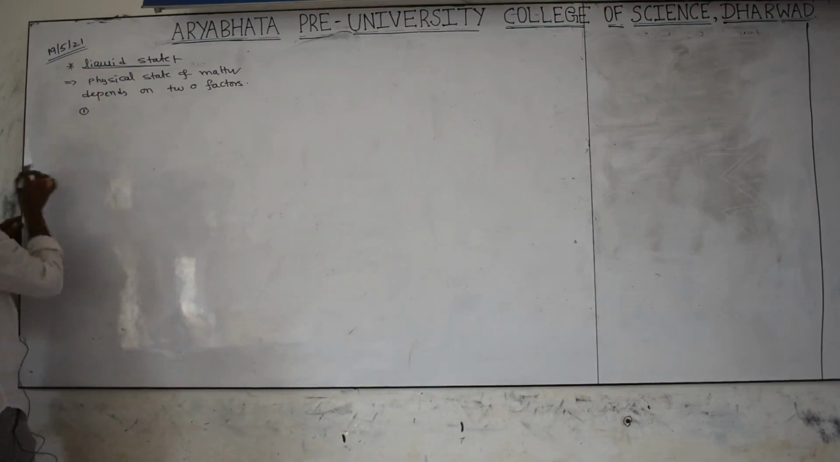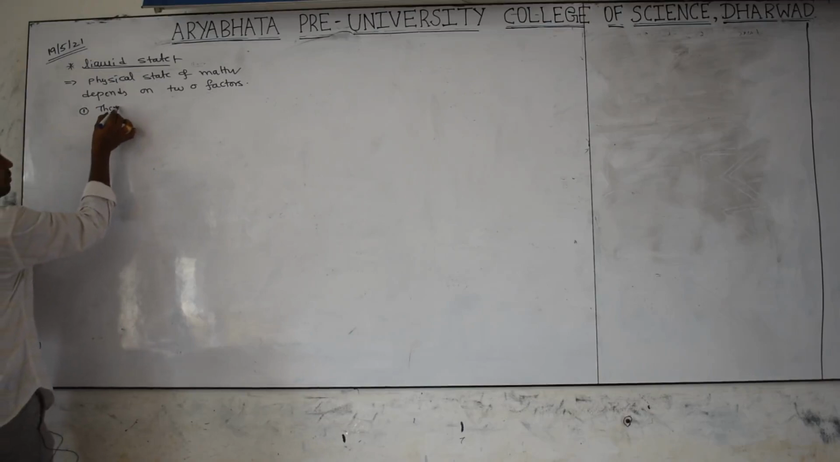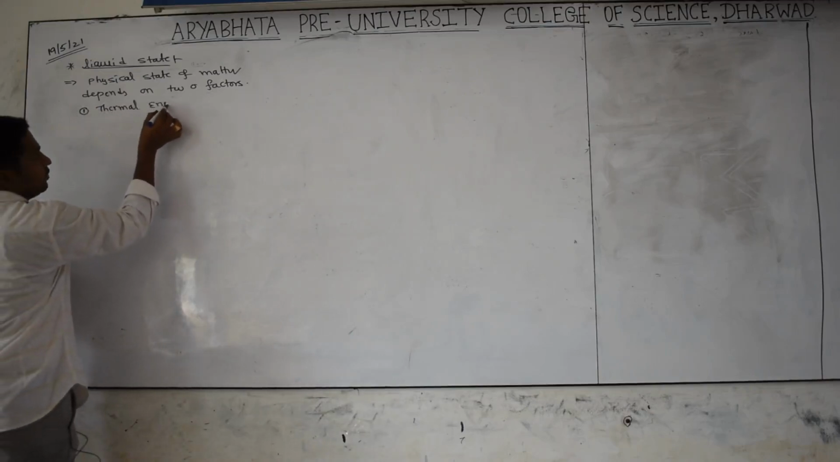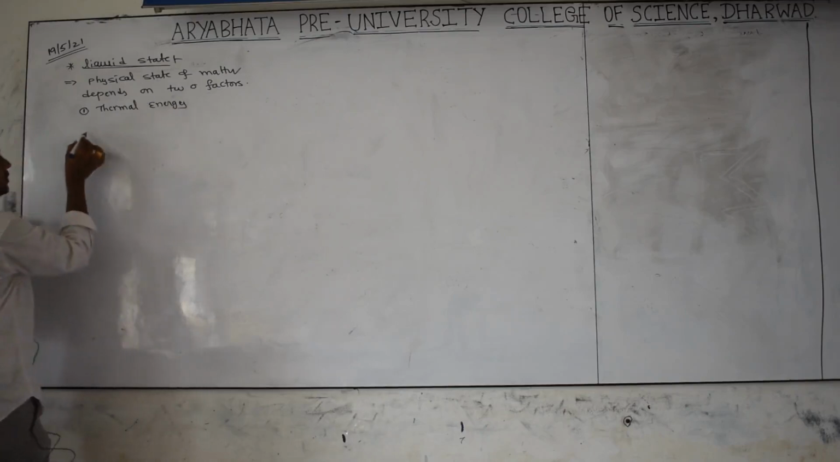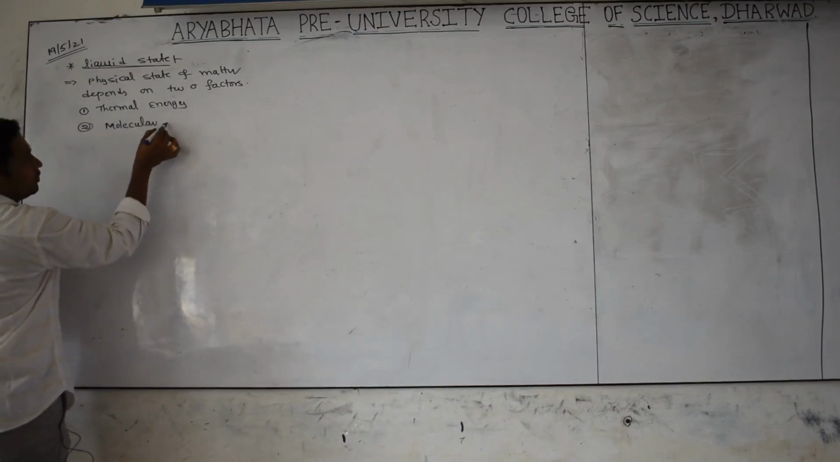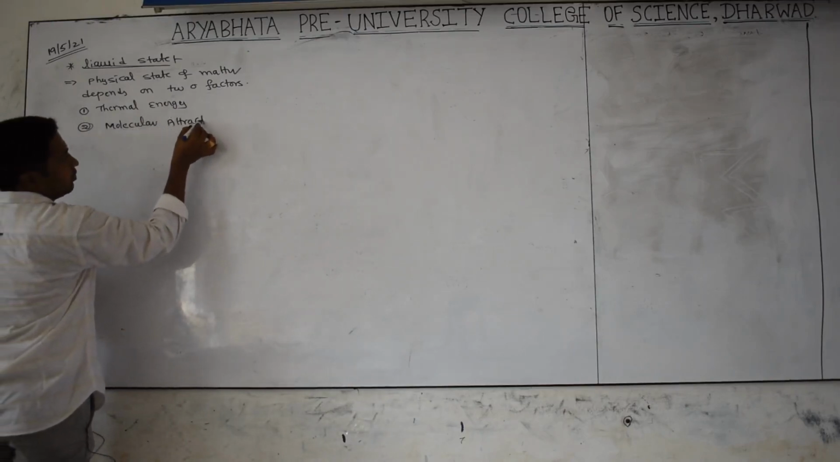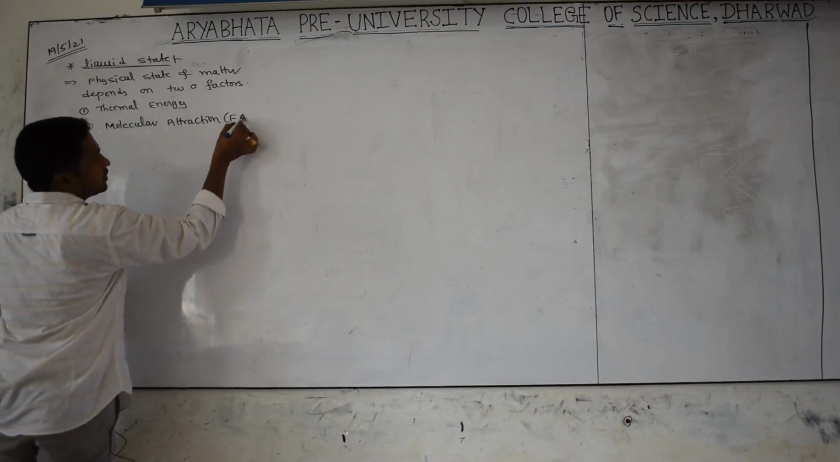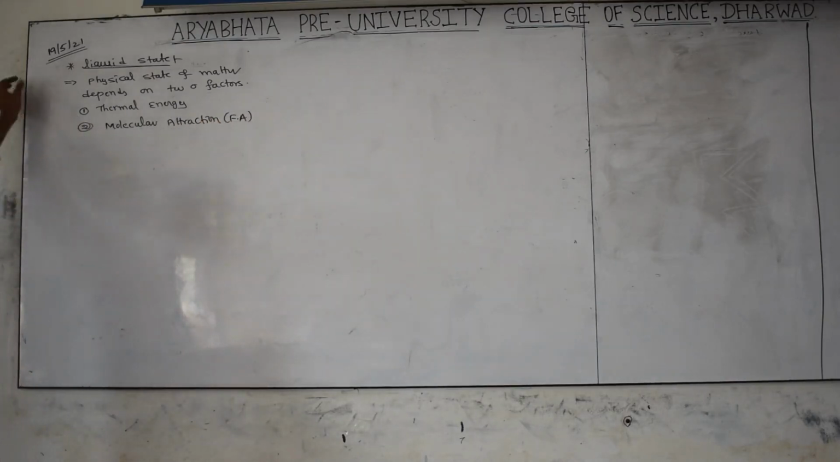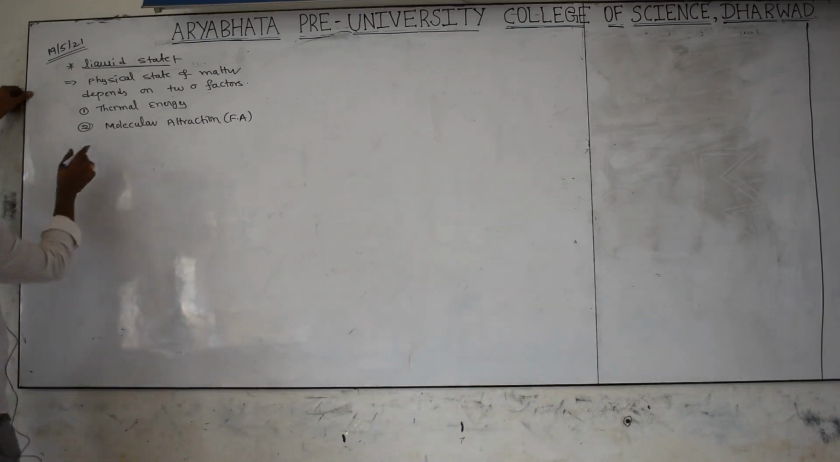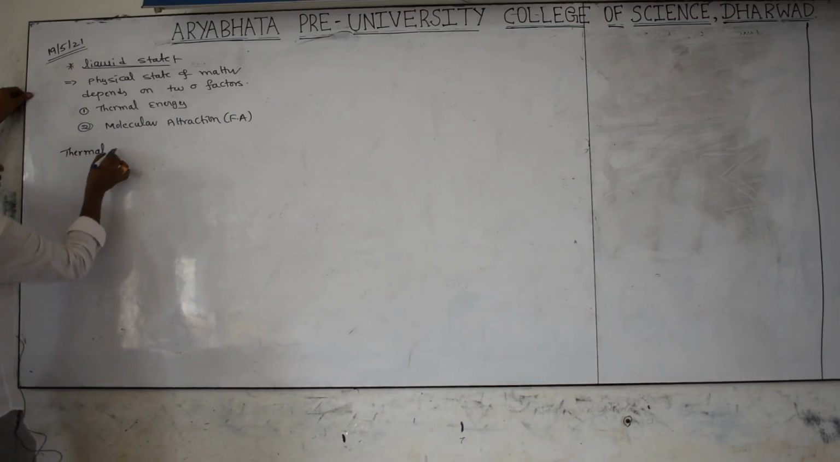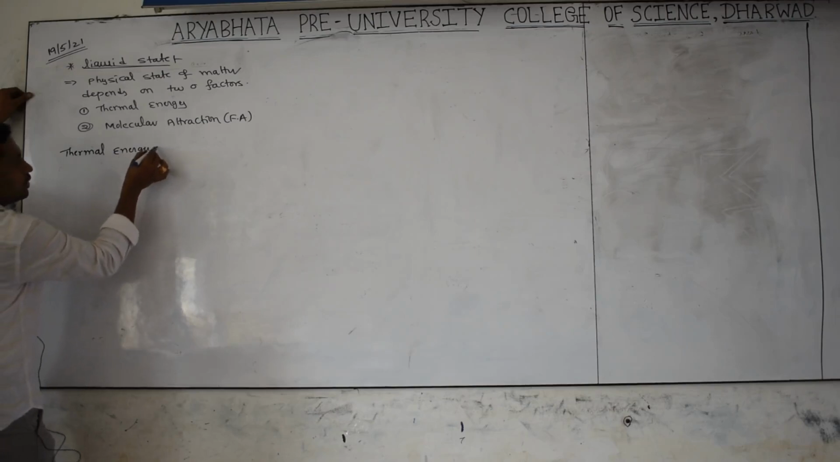The first one is thermal energy. Another one is intermolecular attraction. The second one is molecular attraction, which means the force of attraction between the molecules. The physical state of the matter depends upon two factors. One is thermal energy, another one is molecular attraction or force of attraction between the molecules. First of all, we will discuss thermal energy.